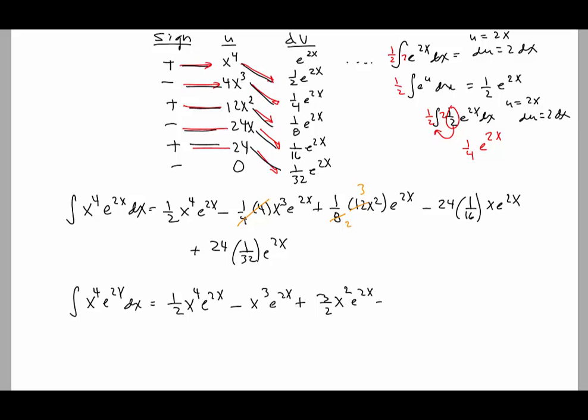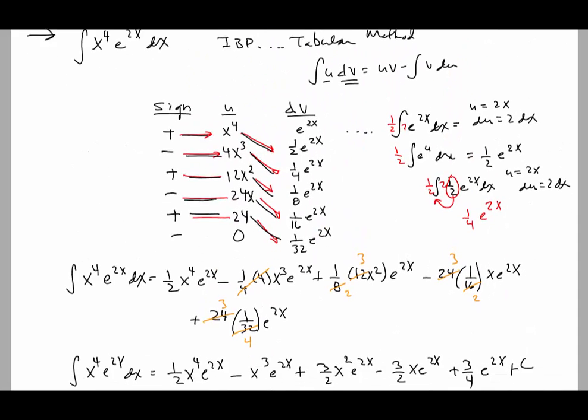We have simplification here as well. It looks like 8 can go into 16 twice and 3 times up here. So I'm going to have a minus 3/2 x e to the 2x. And of course my very end here, don't forget this little guy. So I have 8 times 4 is 32, 8 times 3 is 24. So that would be plus 3/4 e to the 2x plus c.